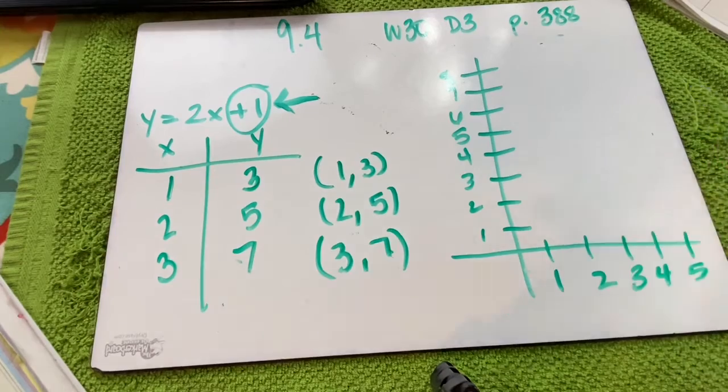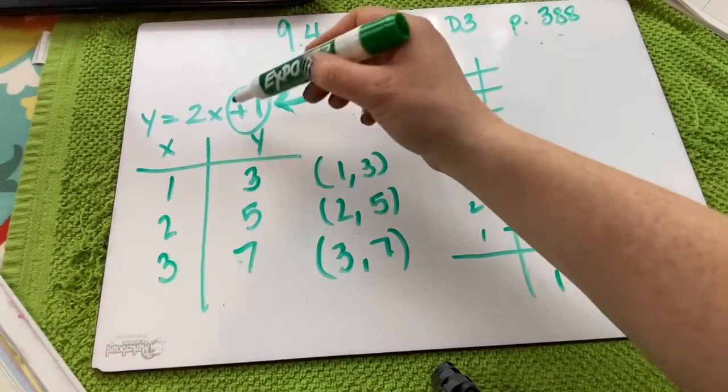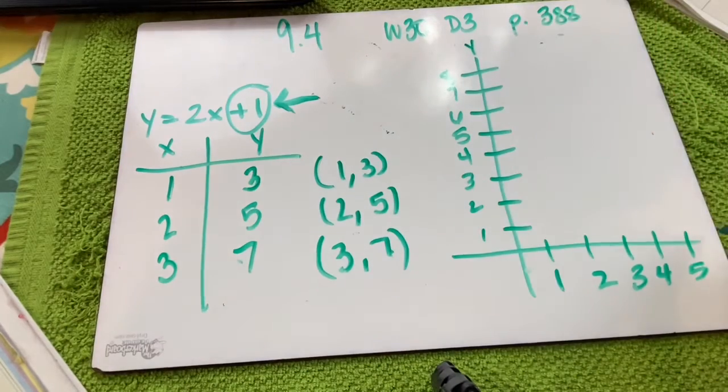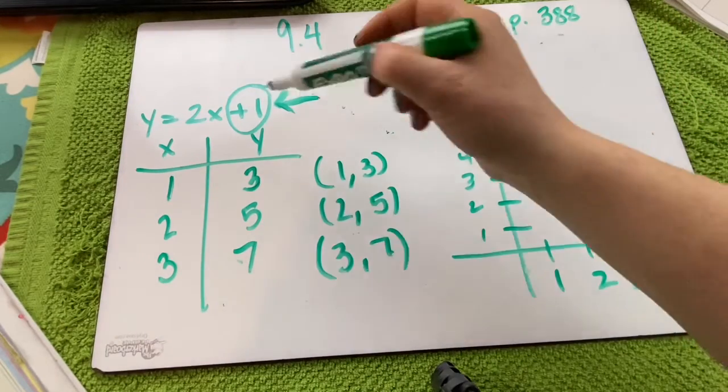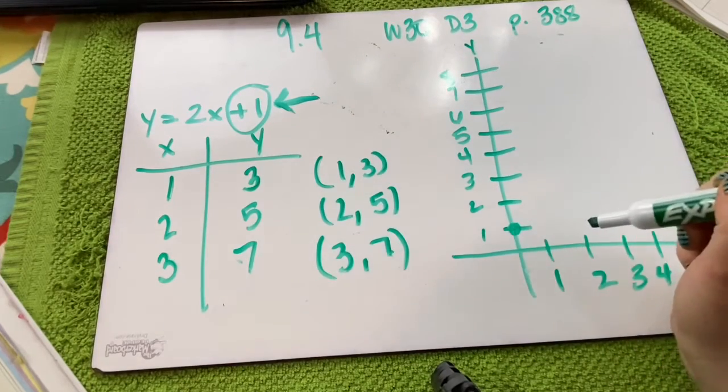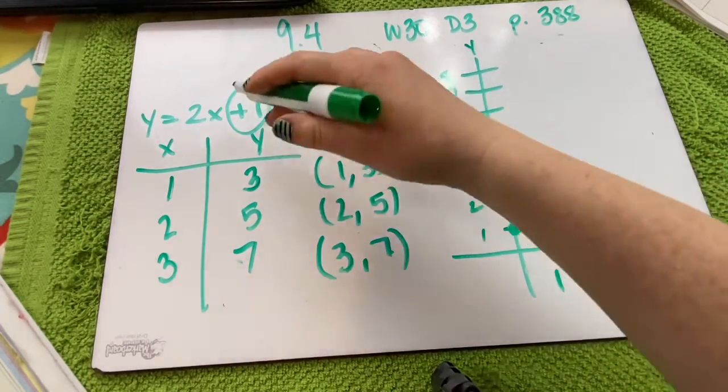That tells you where to start it on the graph. So that tells you that the y-intercept, the one that crosses this line, is the y's and this is the x's. That tells you to start at +1. So I go +1 right here. Does that make sense? So +1, that's where I'm starting.